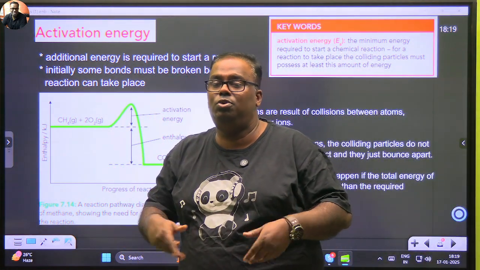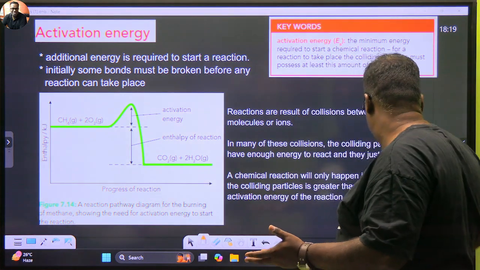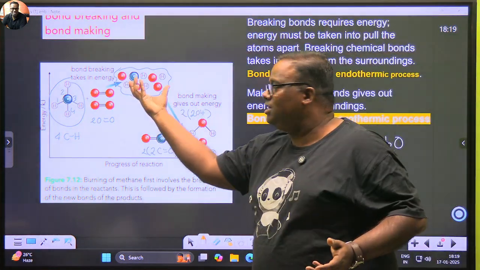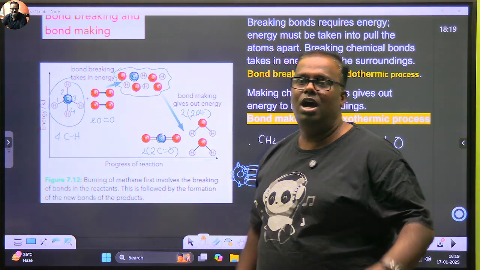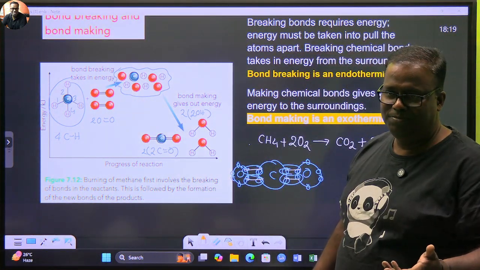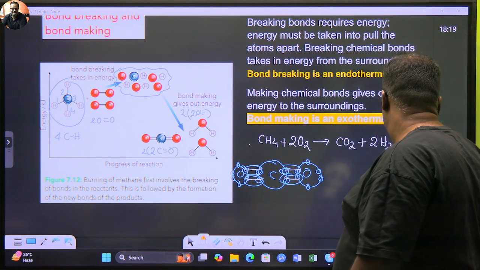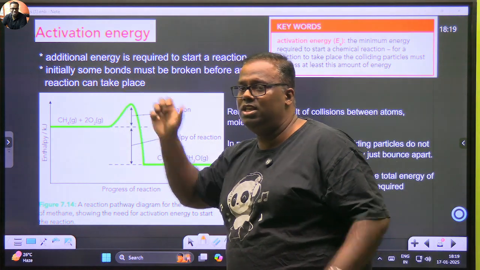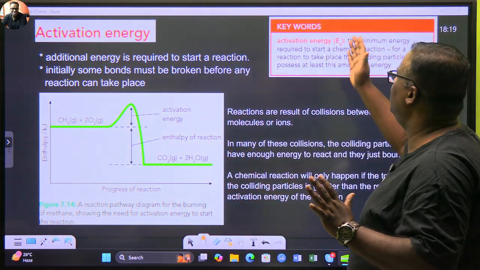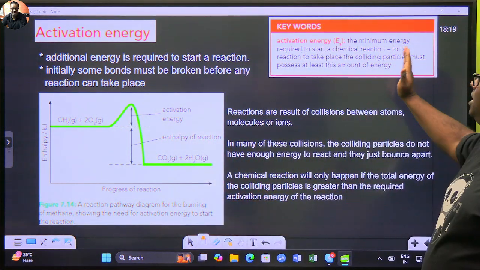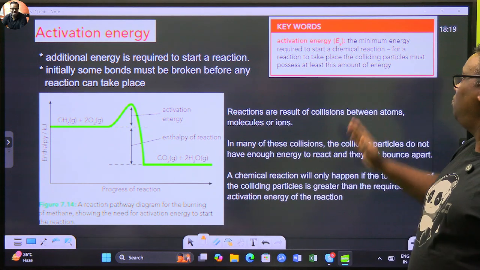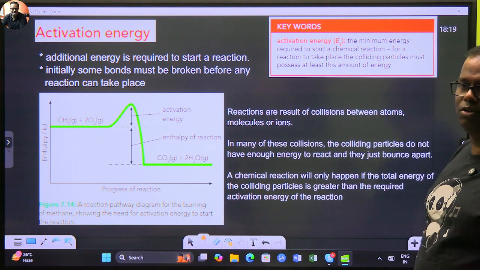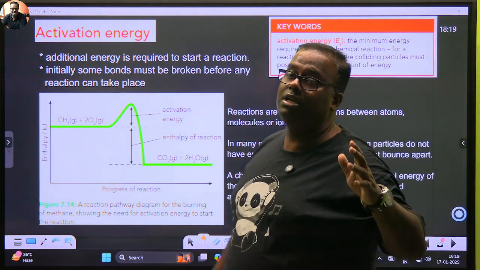Then only they produce atoms, which is basically this particular slide. Unless you get this pool of atoms, how does your new bond form? So for that process, we need some additional energy so that initially some bonds are broken. So what is activation energy? The minimum energy required to start a reaction. For a reaction to take place, colliding particles must possess at least this amount of energy. This you will again read in chemical kinetics.